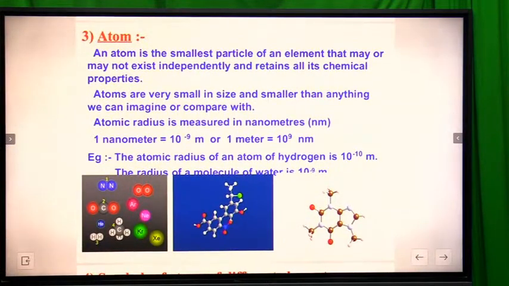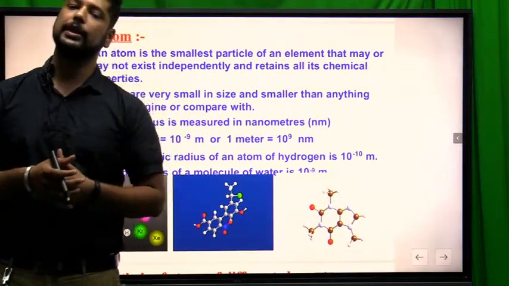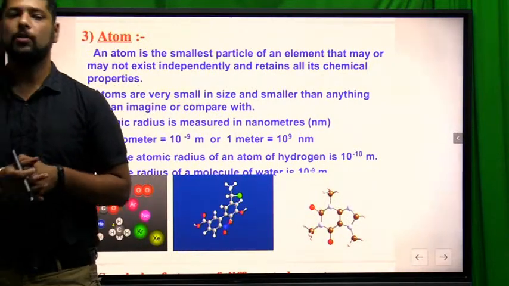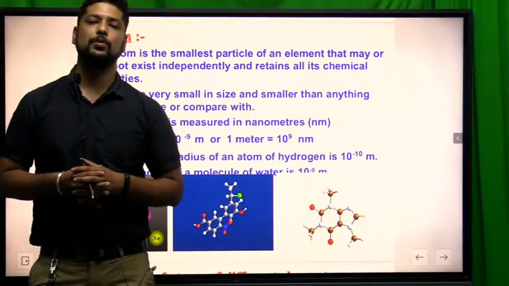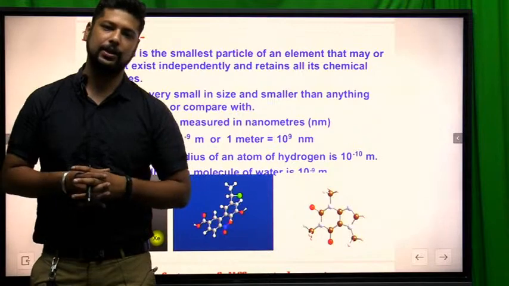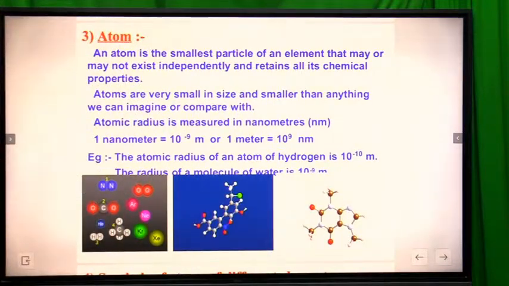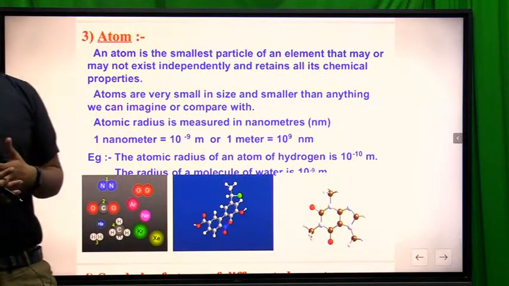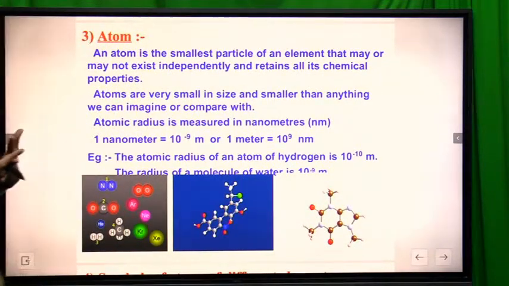Let's talk about atoms. Right now we have discussed the properties of atoms: we cannot create them, we cannot destroy them, and they combine in the same ratios. Now what are atoms basically? An atom is the smallest particle of an element that may or may not exist independently and retains all its chemical properties. The atom, as we have discussed, is the smallest unit of matter.